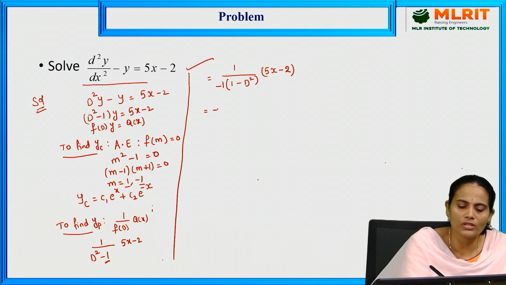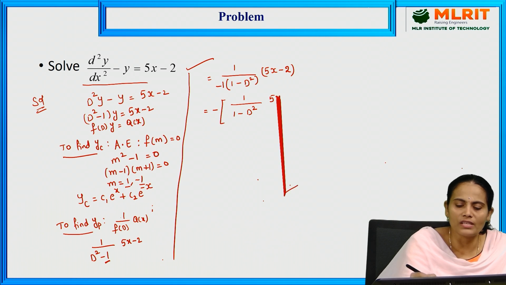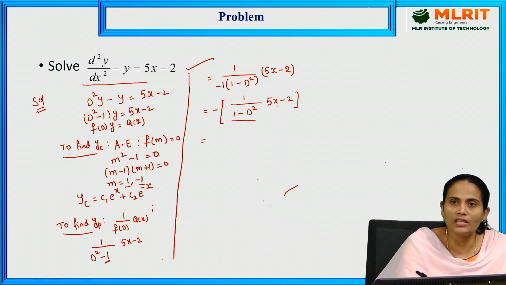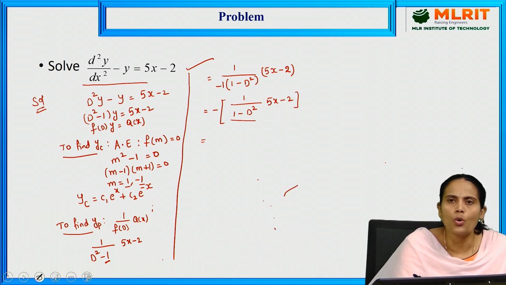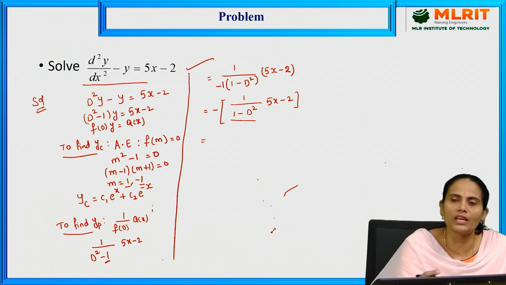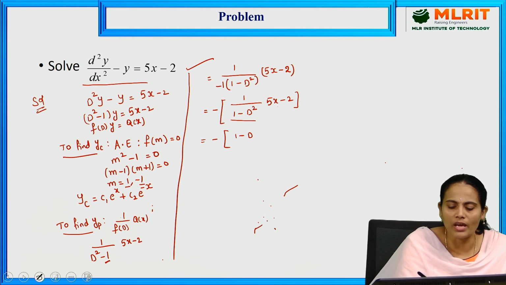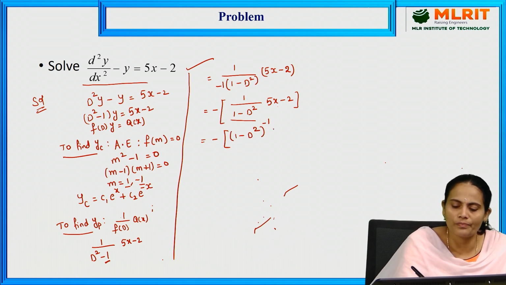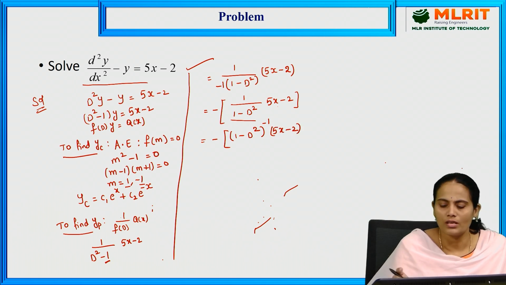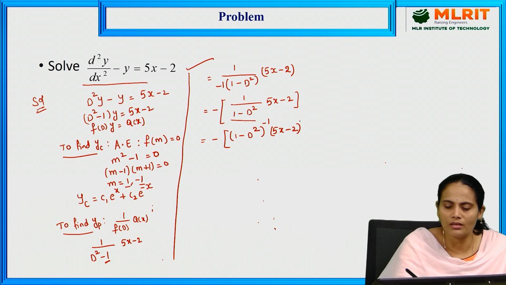So right before the minus of 1 by (1 minus D square) into 5x minus 2. So now the denominator is converted to the form of 1 minus phi of D. So this 1 minus phi of D we have to take into the numerator. So minus of (1 minus D square) whole to the power minus 1 into 5x minus 2. So now this is a polynomial, right?